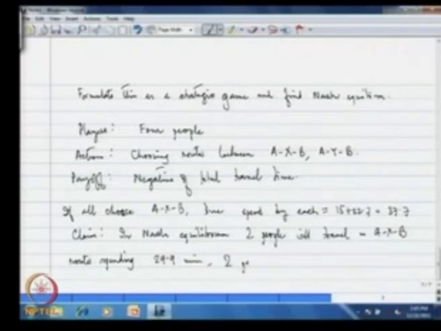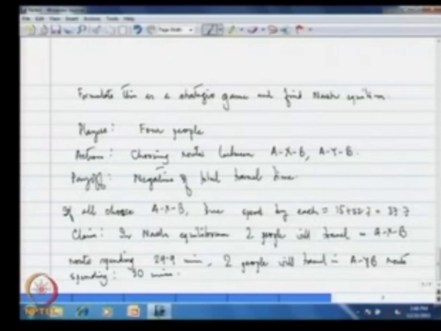And two people will travel in the AYB route, spending, if the two people travel in the AYB route, then the time they are going to spend is 30 minutes, right. And that is, I am claiming, is a Nash equilibrium. Why? Because deviation, let us consider deviation.